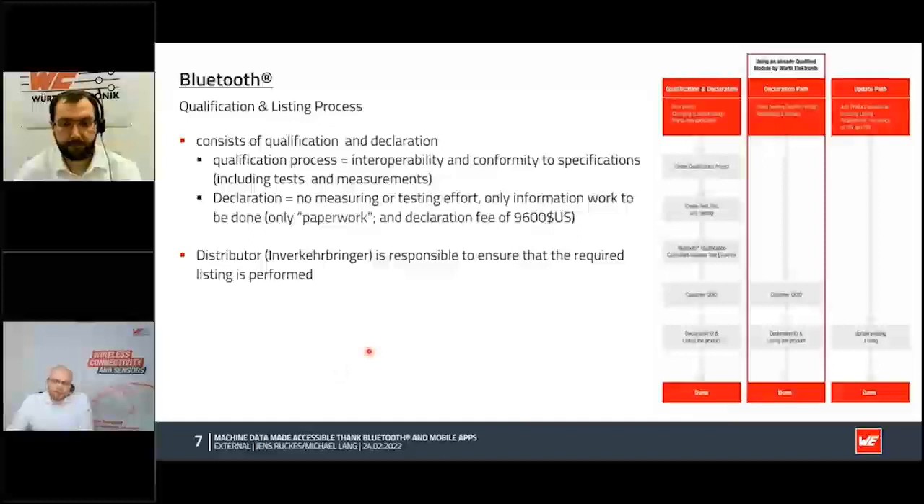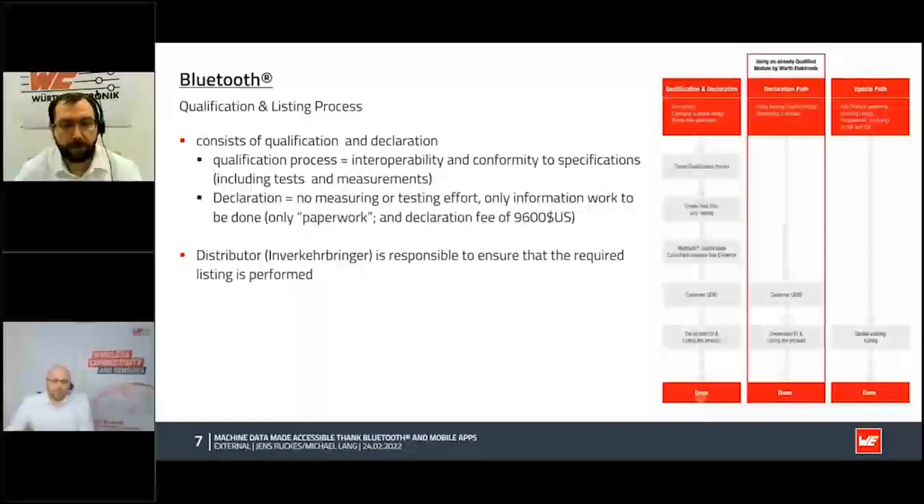One point which is important, you see it on the right side, there are different paths you can follow to get this listing. One, of course, is you do the qualification and the declaration by yourself, starting from scratch, for example, with a Bluetooth chip, doing everything on the part, and then you have to do the whole qualification and also the declaration process, including the measurements and everything, and also some fees. It's, of course, very high effort, but in the end, you get a Bluetooth listing.